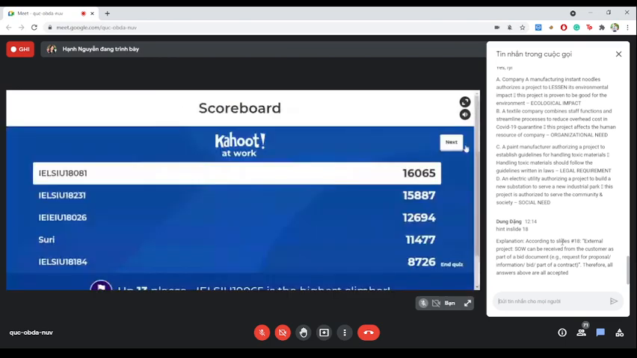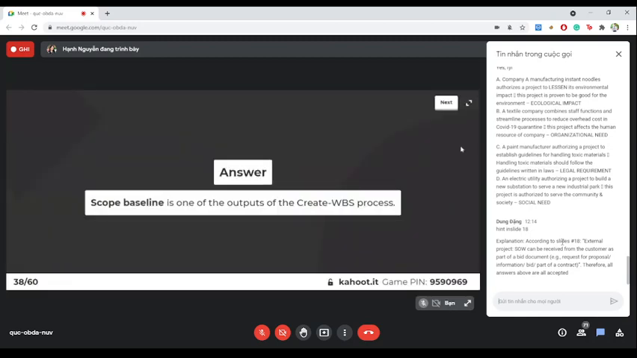Very good. Hopefully only two of you choose. I don't know. I can see that there is a small change in the scoreboard. So the answer is scope baseline is one of the outputs of create WBS process. Okay, next.